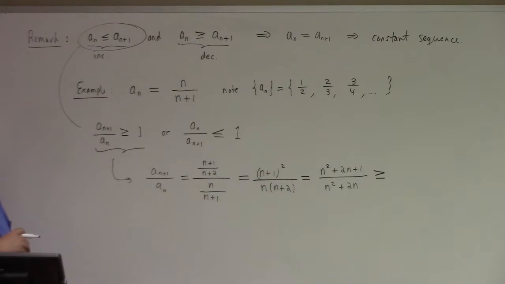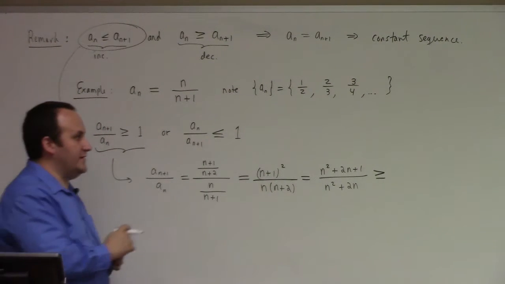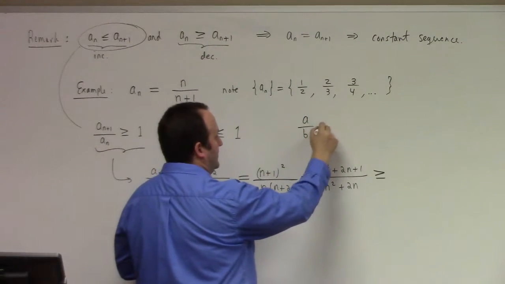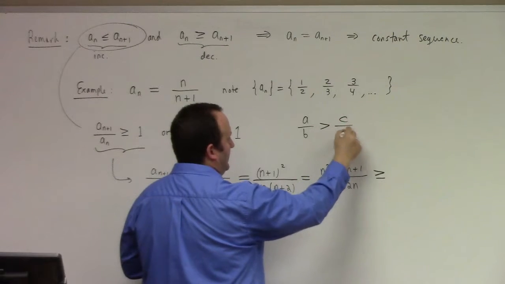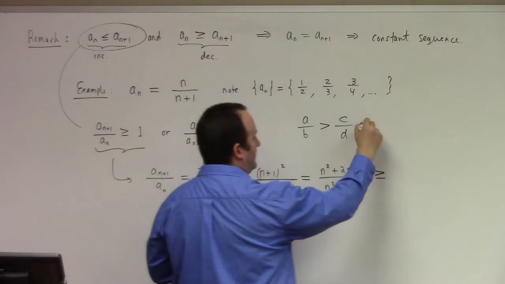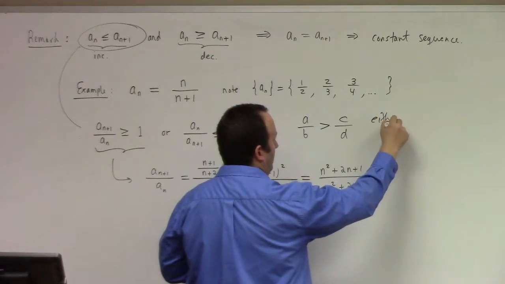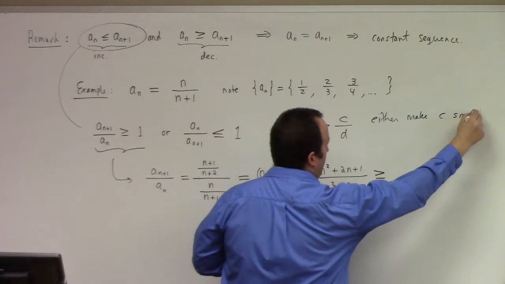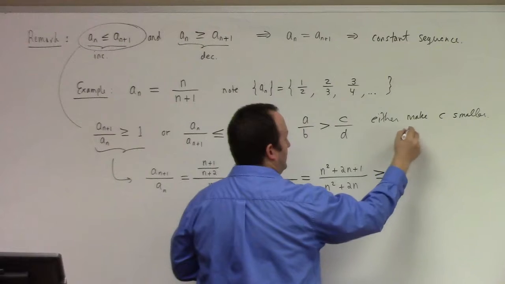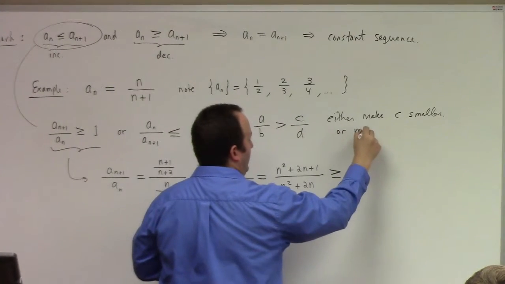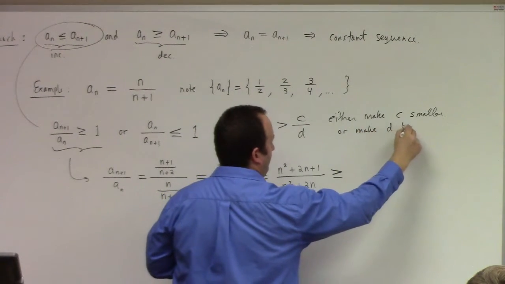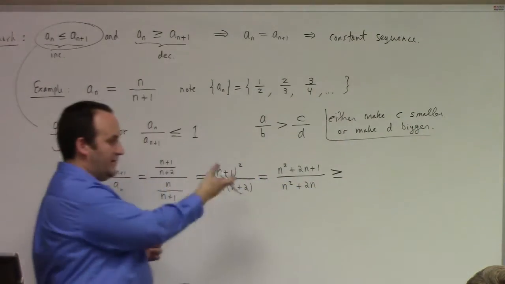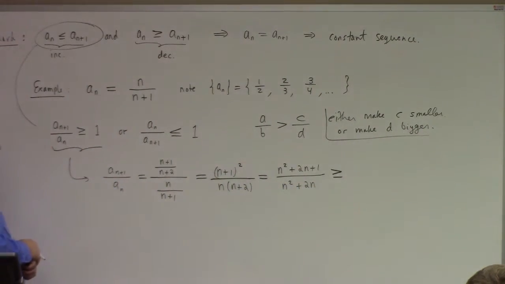So I'm allowed to manipulate, what do you do with fractions, right? If you want to show a over b is greater than c over d, what are the two things you can do? You can either make c smaller, right? Or make d bigger. Assuming we're working with positive stuff here, as we are. So what do you think I should do?